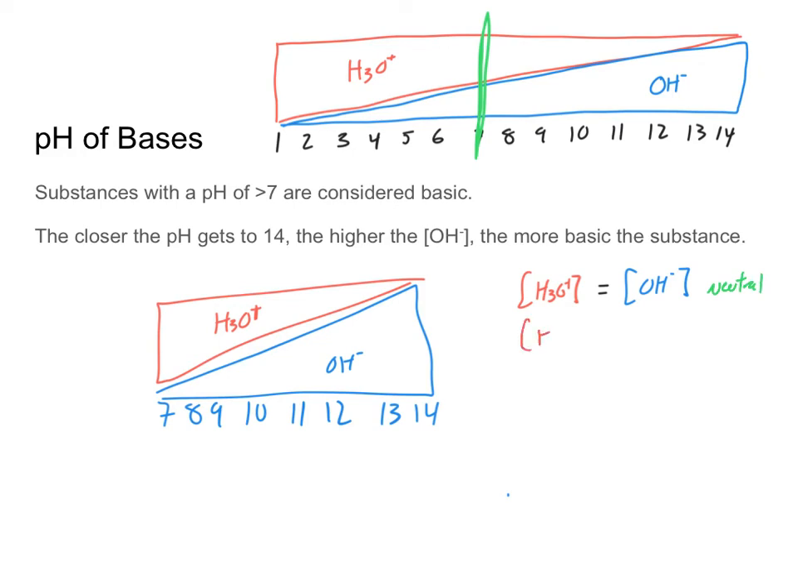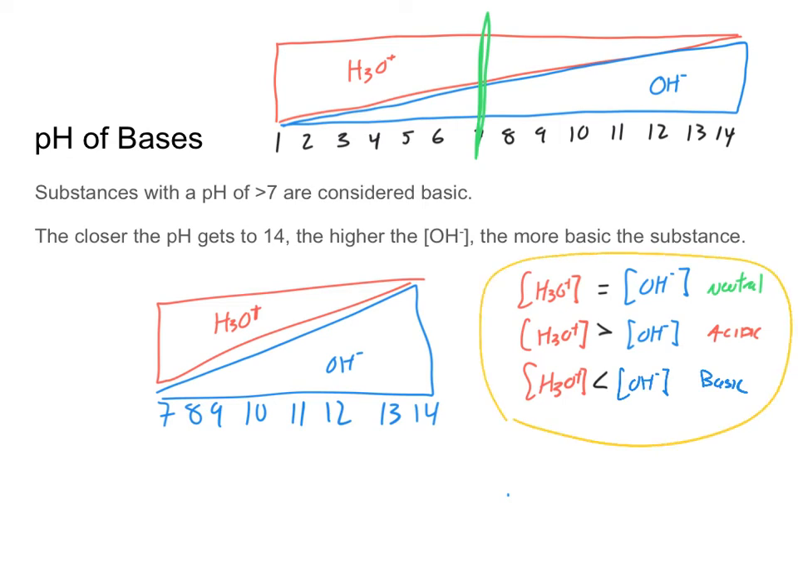If the concentration of H3O plus is greater than the concentration of OH minus, we would say the substance is acidic. And if the concentration of H3O plus is less than the concentration of OH minus, we would say that the solution is basic. Now, if this was the year where we were giving a final exam on this, I would tell you to memorize this relationship right here. This picture is basically doing a good job to represent that.